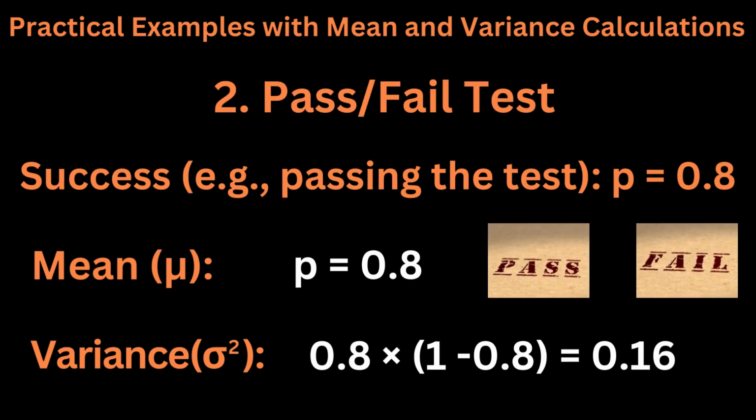Similarly, let's take an example of a pass and fail test. Suppose the probability of passing a test is 0.8. So the mean in this case is 0.8. The variance will be 0.8 multiplied by 1 minus 0.8, again p multiplied by 1 minus p, which is equal to 0.16.